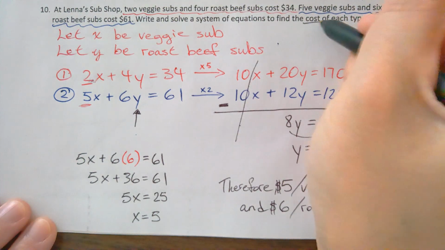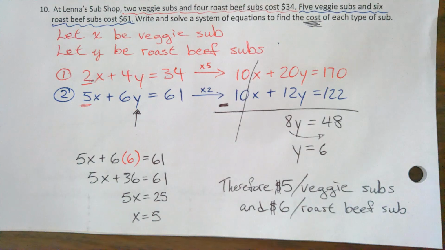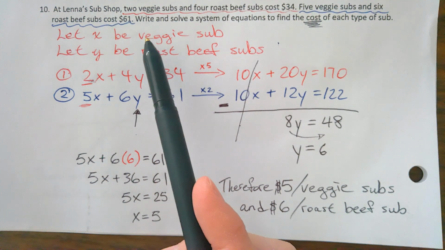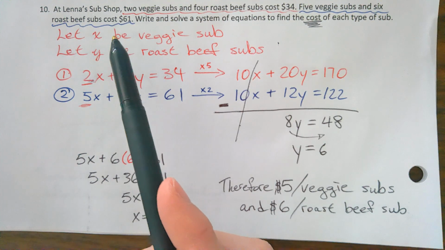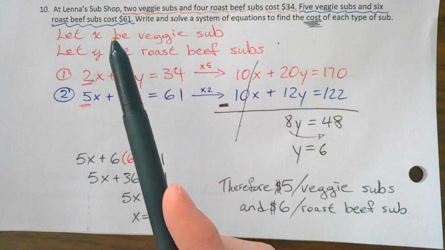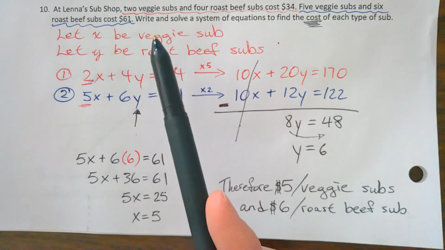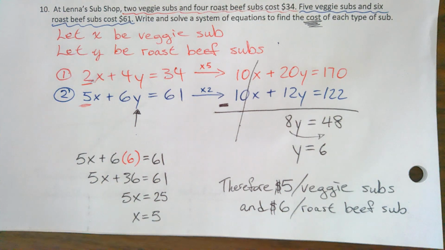Alright. Read the question again. It does say the cost. So technically, right here, "let x be veggie sub" is not right. What should it actually say? That's why: Let x represent the cost of a veggie sub, and let y represent the cost of a roast beef sub. Otherwise, it does mess up your therefore statement.